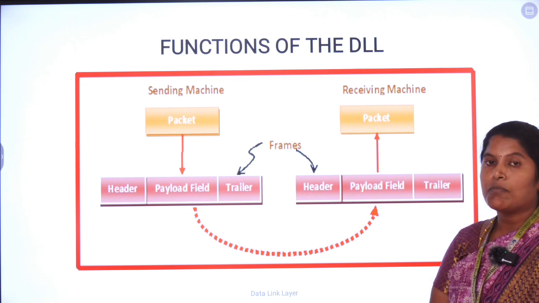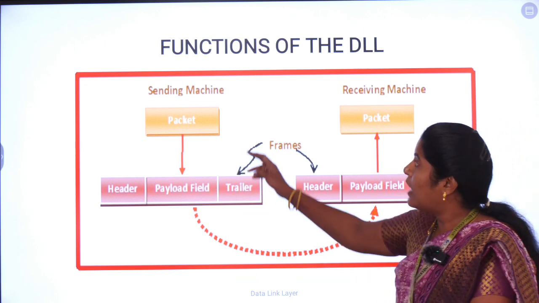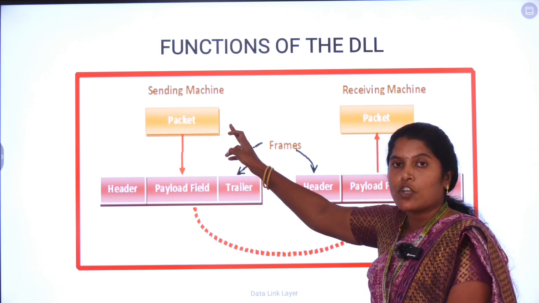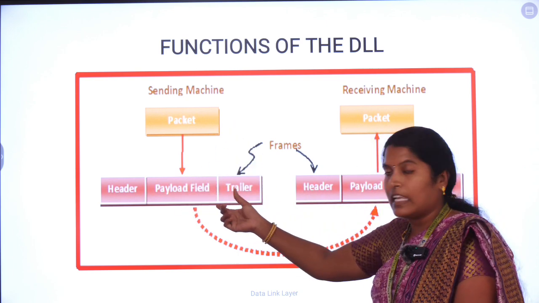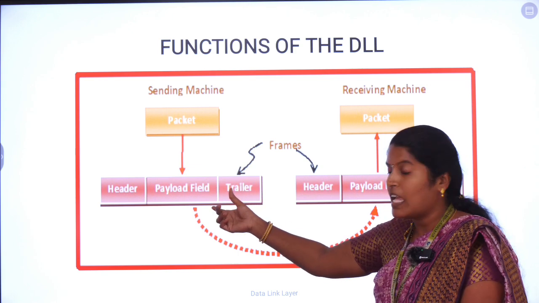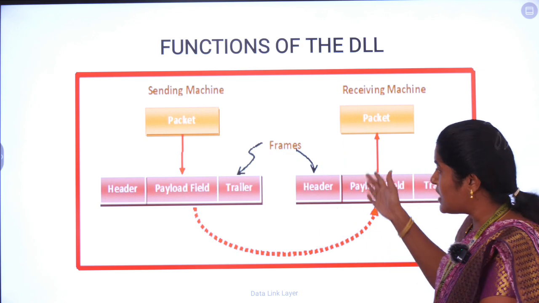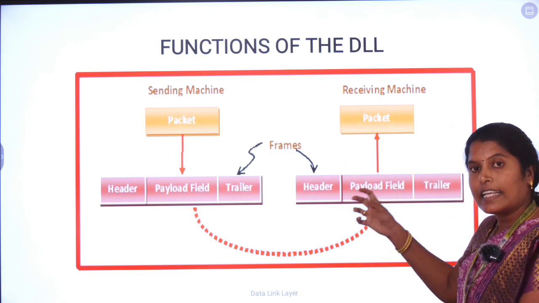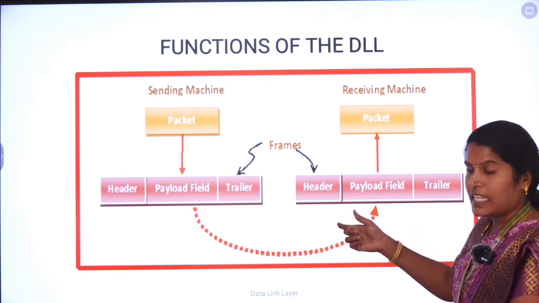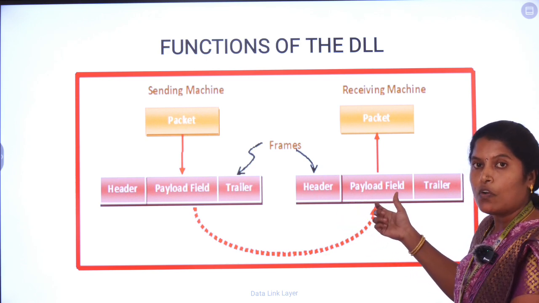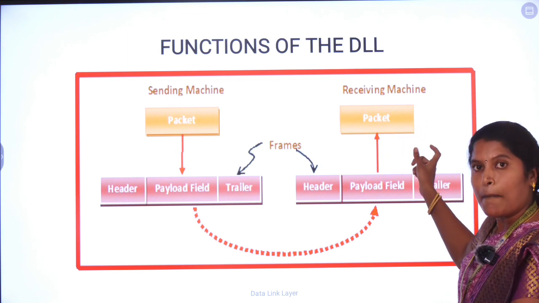This is a block diagram showing the functions of the framing. So as I said earlier, at the sending machine, the packets which are present at the network layer are sent into the data link layer. At the data link layer, the packets are divided into frames and it is sent to the physical layer which is present at the sender side. At the receiver side, this data link layer gets bits from the physical layer, and it organizes them into frames and sends back to the network layer on the receiver side as packets.